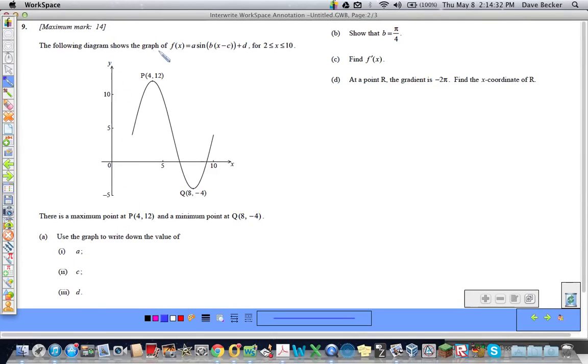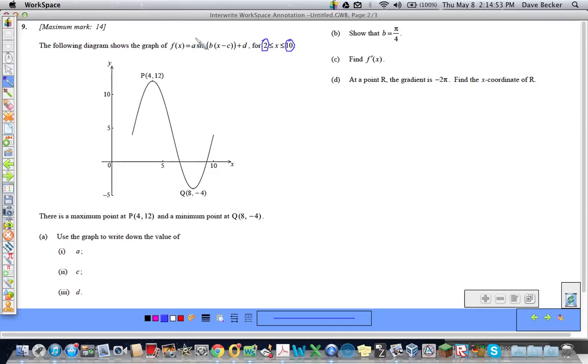The following diagram shows the graph. It's a sine curve, A sine(bx minus c) plus d, for x from 2 to 10. That's important. There is a maximum point at (6, 12) and a minimum point at (8, negative 4). Use the graph to write down the value of A.